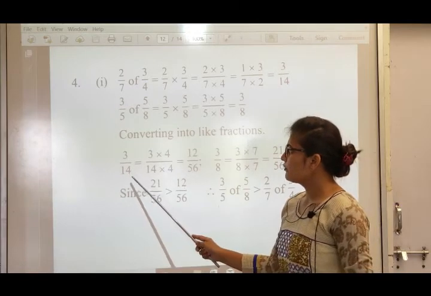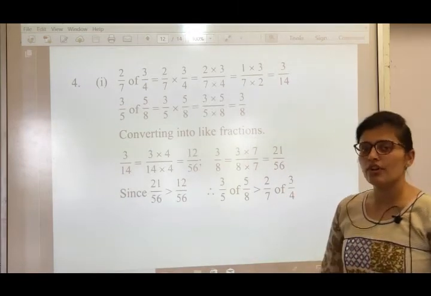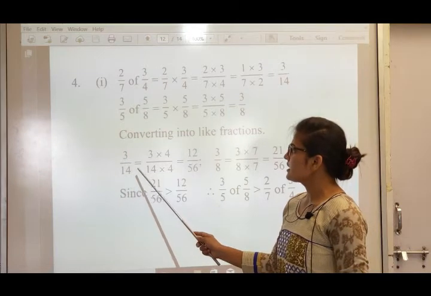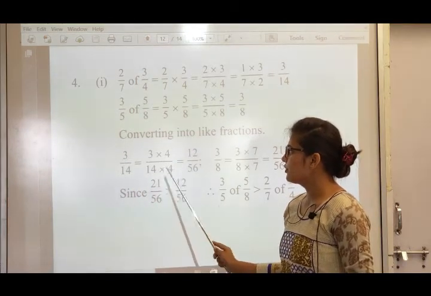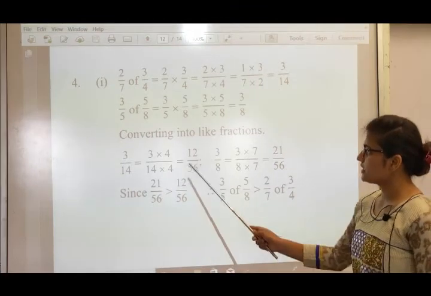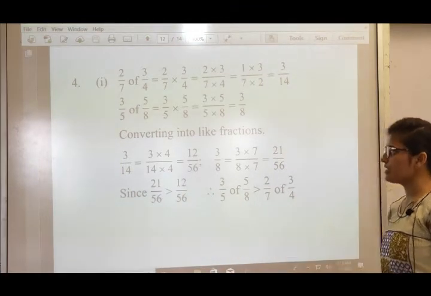So for 14 we have to multiply with 4, and the same number we will multiply with the 3 also. So 3 multiplied by 4, 14 multiplied by 4. So the answer will be 3 4s are 12, 14 4s are 56.